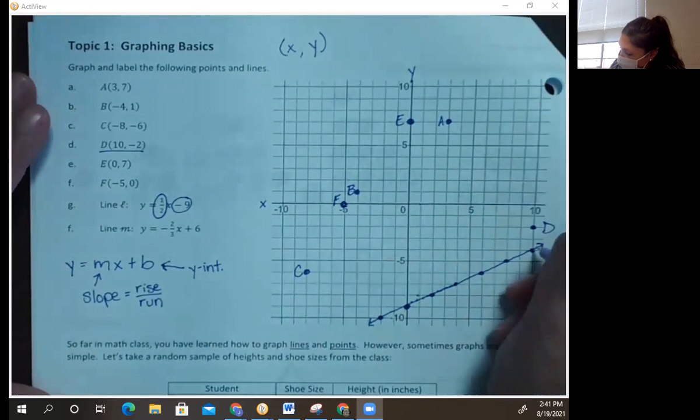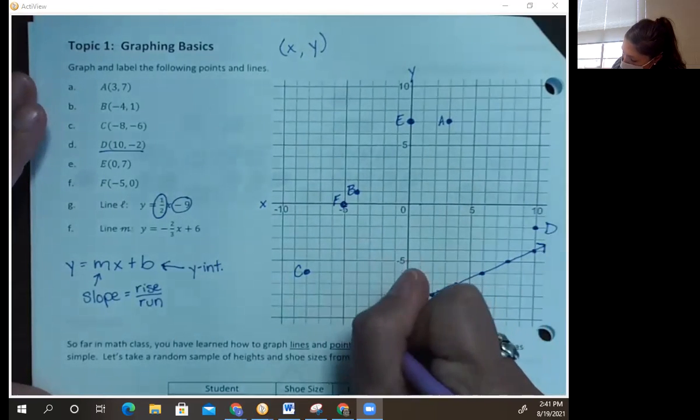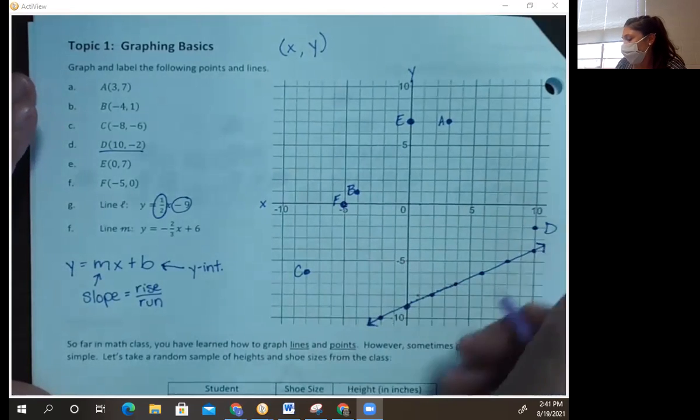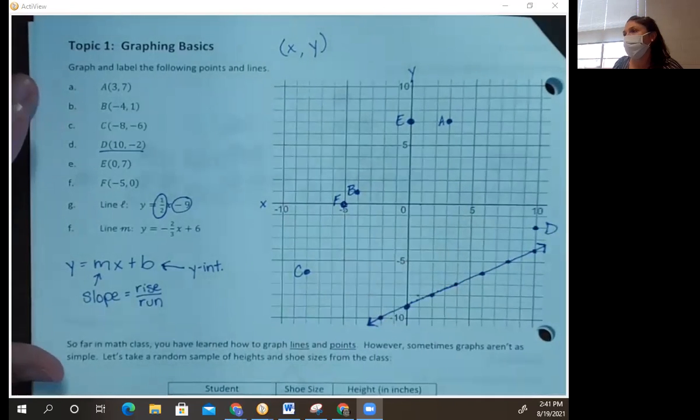And then the last thing that we know when we graph a line is that we want to put arrows on the end because lines continue forever.